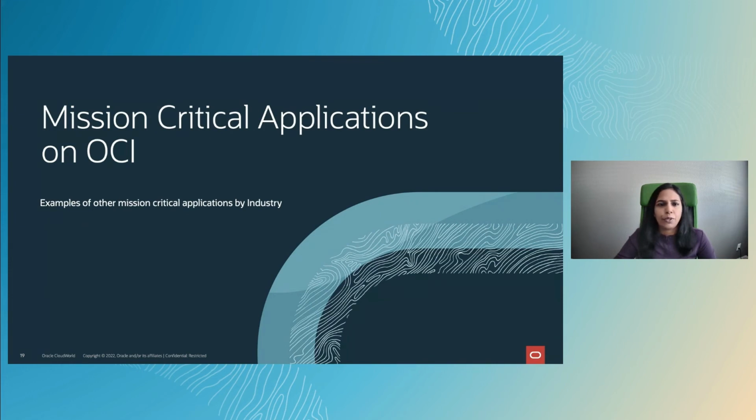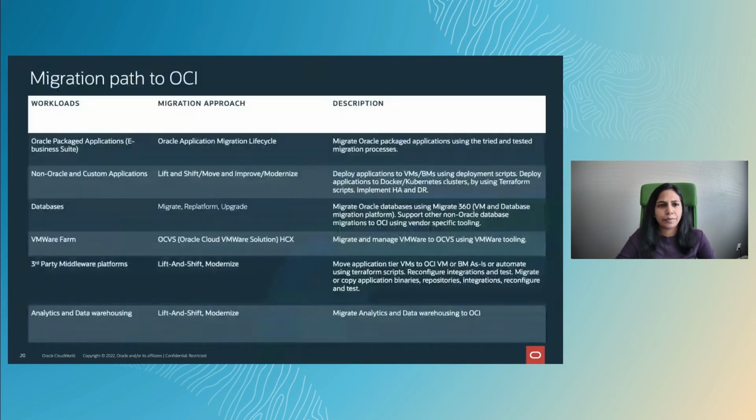Let's take a look at a few other mission-critical applications that run on OCI. Here are a few examples of migrating various workloads, and there is a migration path depending on the type of workload that you're looking at. Oracle packaged applications like E-Business Suite, Siebel, and JDE have their own application migration lifecycle. Non-Oracle and custom applications can be lifted and shifted or moved and improved based on the few examples that we've reviewed.